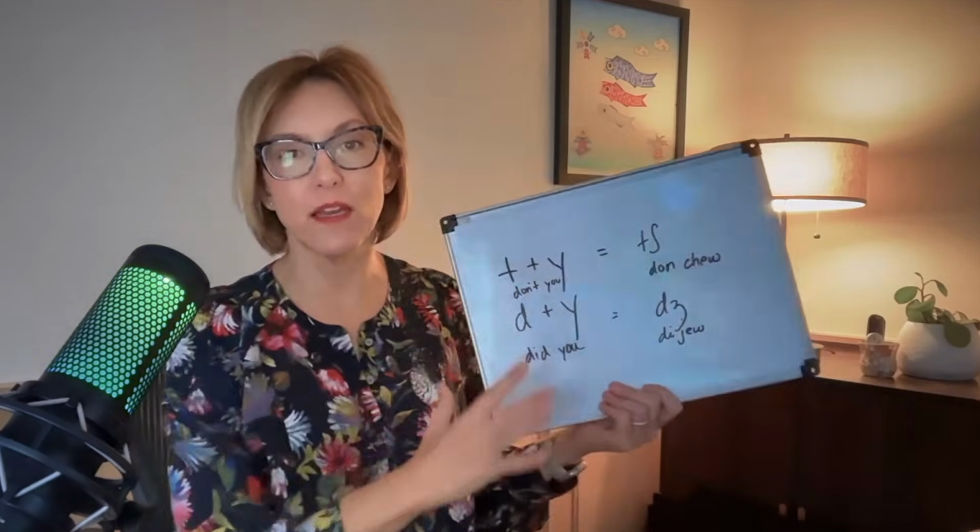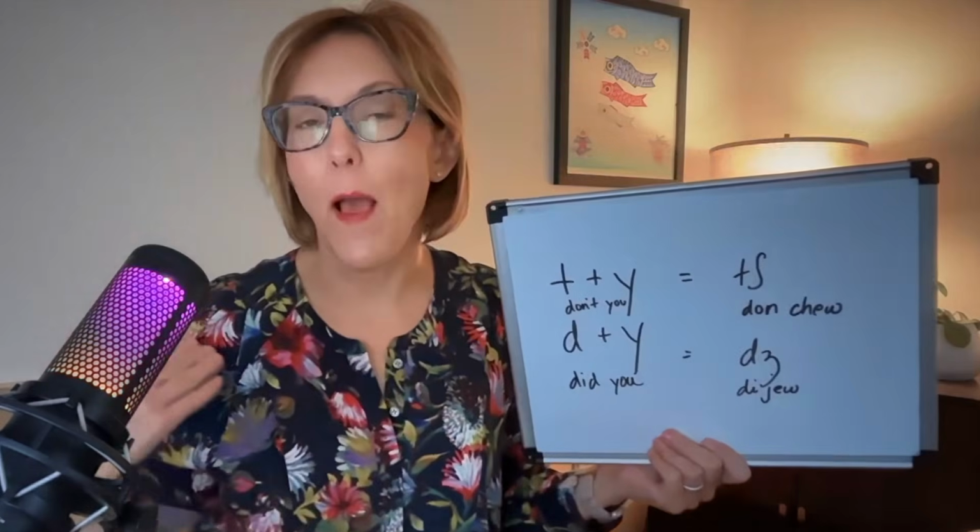For the last few weeks, we've been working on assimilation rules, which are ways to pronounce words that make them easier to connect and it sounds smoother and easier. We are going to continue today with a rule when a word ends with a D or a T and the next word begins with a U sound. This is going to be assimilation of manner.